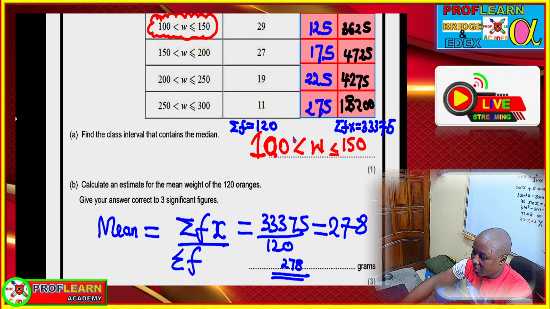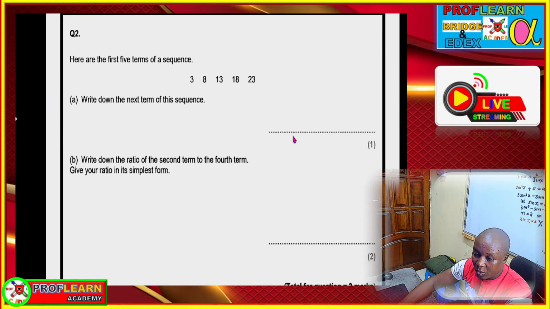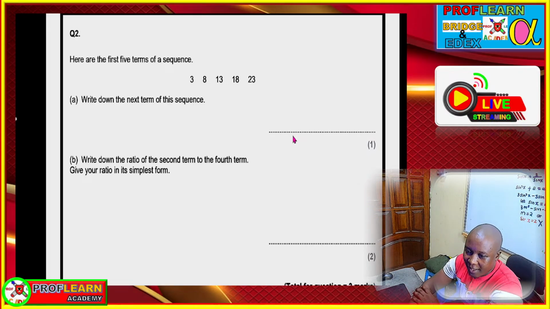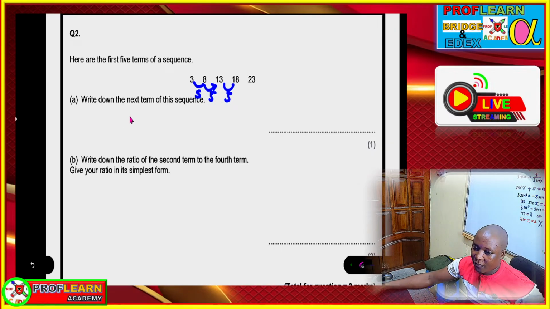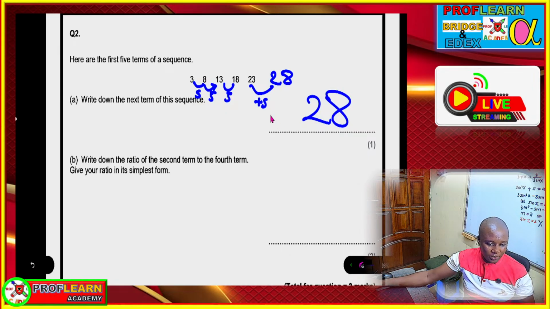Right, so moving to the next part. In question number 2, we are told that there are the first 5 terms of a sequence, and they are here. From this to this, we shall add 5. Here we shall add 5, we shall add 5. So if you look at this, the common difference is plus 5. So here we shall add 5, and that's going to be 28.